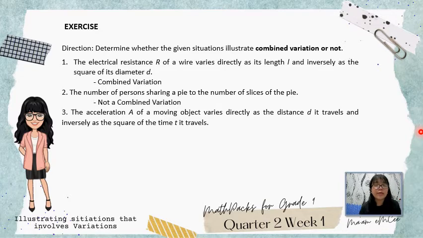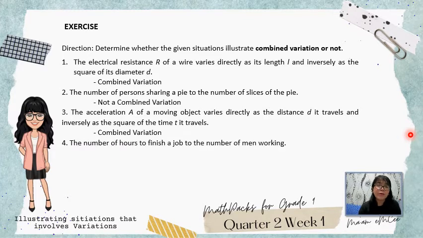Third, the acceleration a of a moving object varies directly as the distance d it travels and inversely as the square of the time t it travels. So there is the presence of the direct variation as well as the inverse variation. So of course, this situation is an illustration of combined variation.